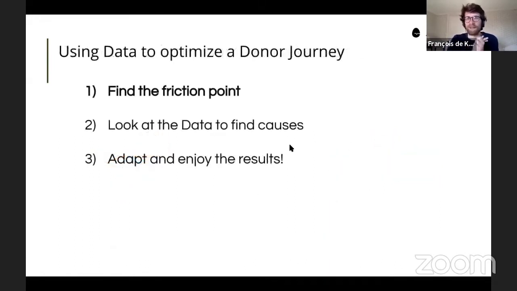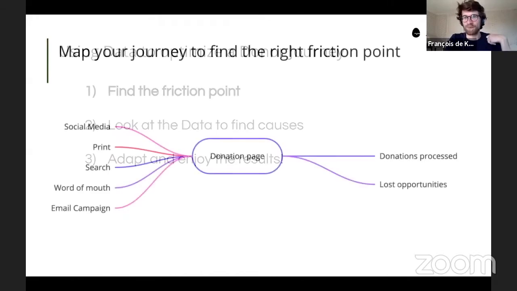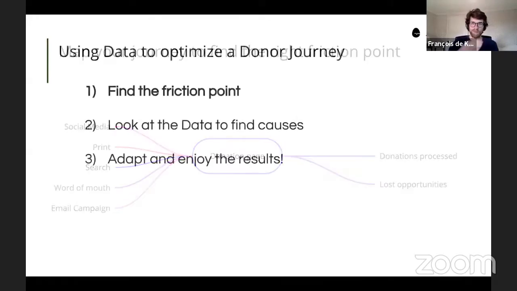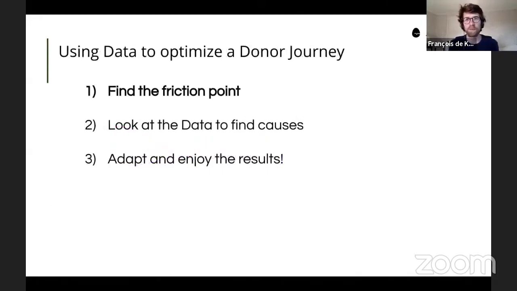So here is how I'm going to present it. Find the friction, look at the data to get the causes, and then adapt the donor journey and enjoy the results. Before going into this, it might be overwhelming or look complicated, but I swear everything is super simple. Feel free to contact me after if you need help to do this at home.